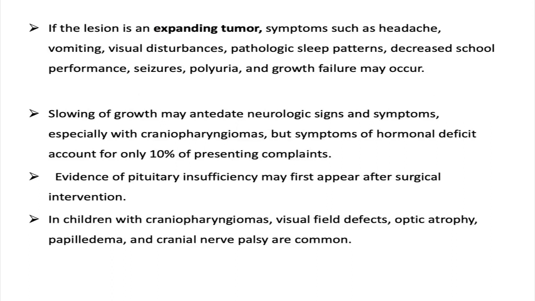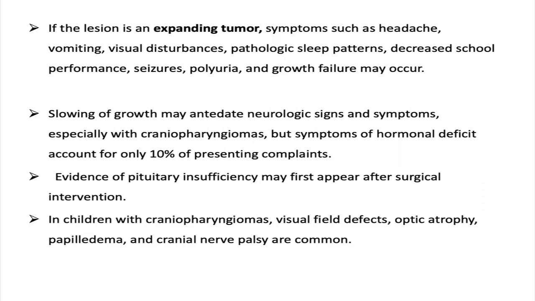In acquired growth hormone deficiency, if the lesion is an expanding tumor, symptoms such as headache, vomiting, visual disturbances, pathological sleep pattern, decreased school performance, seizures, polyuria, and growth failure may occur. Sometimes slowing of the growth may antedate neurological signs and symptoms, especially with craniopharyngioma, but symptoms of hormonal deficit account for only 10% of presenting complaints. So the patient may have regression of the growth and does not catch up growth because of the lesion, but the family does not notice this as a symptom to present with. It constitutes only 10% of presenting complaints, while 90% present with neurological signs and symptoms.